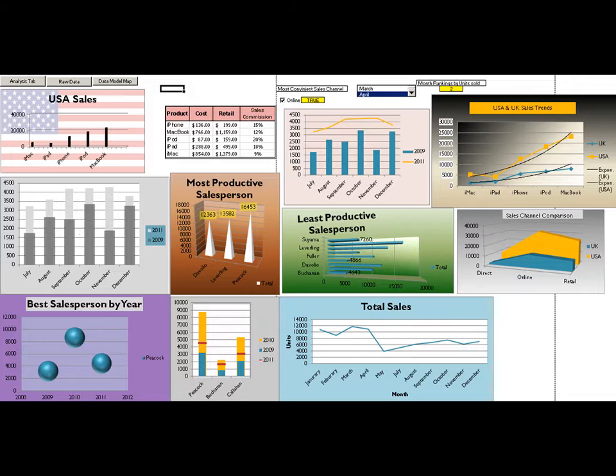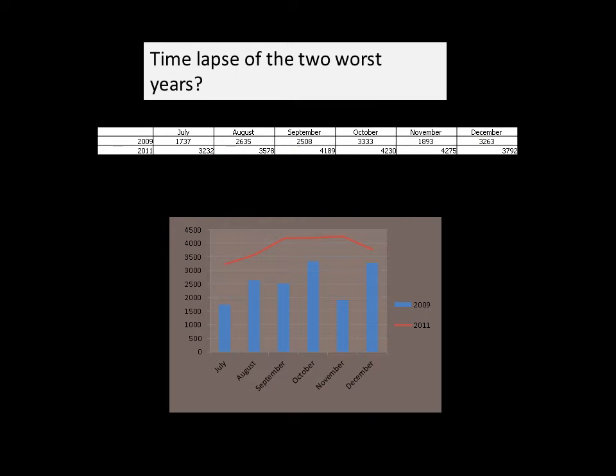analysis of the data. As I said earlier in the video, I would be talking about the time lapse of the two worst years, which I said were 2009 and 2011. As you can see from the chart, the data starts at July and ends in December, which goes for both 2009 and 2011. 2010 was the only year that we were provided with a full year's worth of data sales.